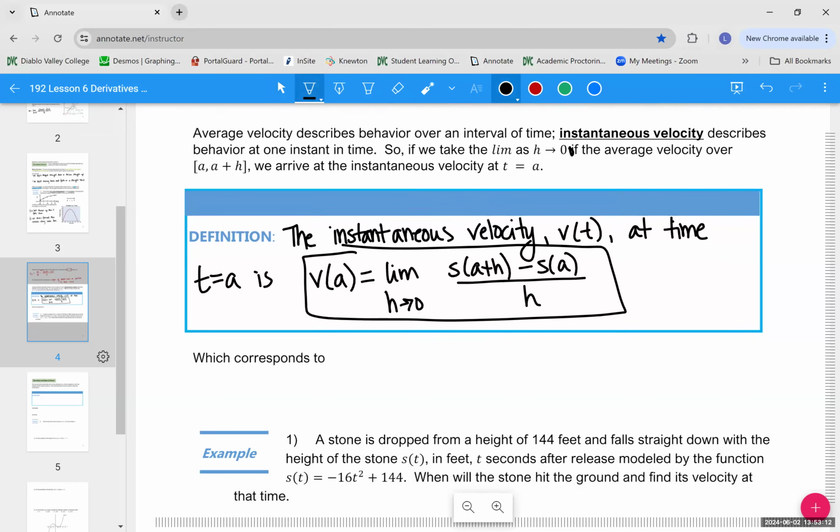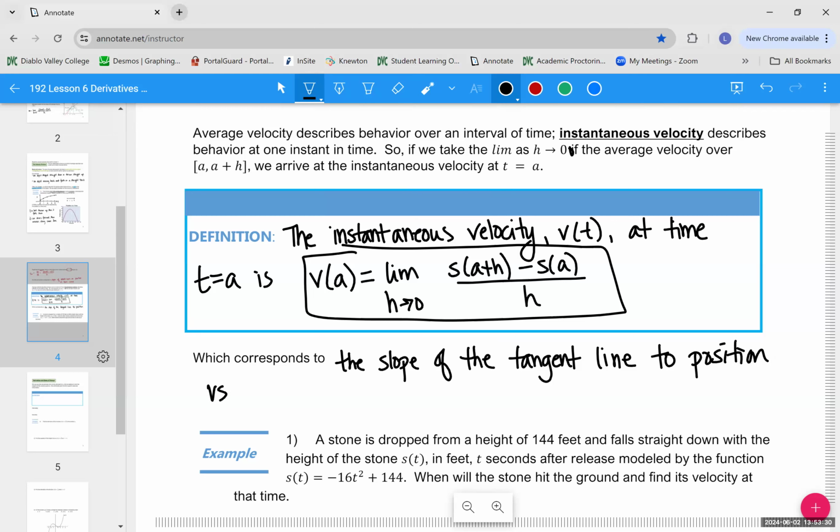And as we just discussed, this corresponds to the slope of the tangent line to the position versus time curve at t equals a.